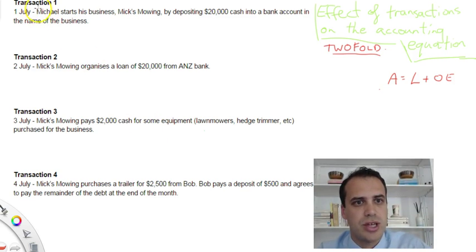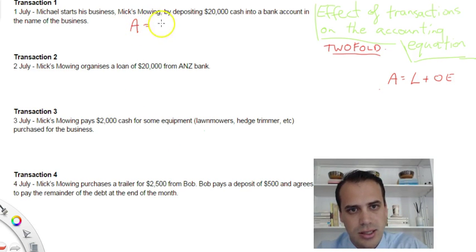Alright, so first transaction. Michael starts his business, Mick's Mowing, by depositing $20,000 cash into a bank account in the name of the business. Alright, we've spoken about the accounting entity assumption a little while back. You'll know that the person and the business are two separate entities. So to start a business, you need to take money out of your own pocket and put it into a business. Alright, so the way that looks is this.